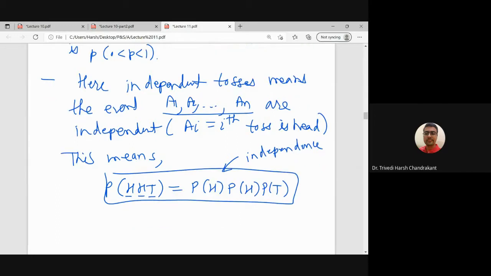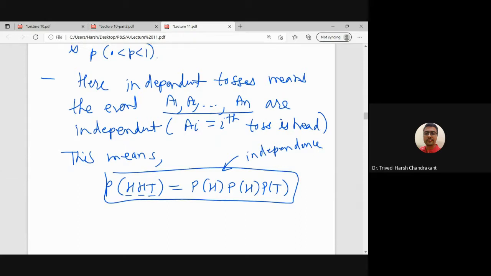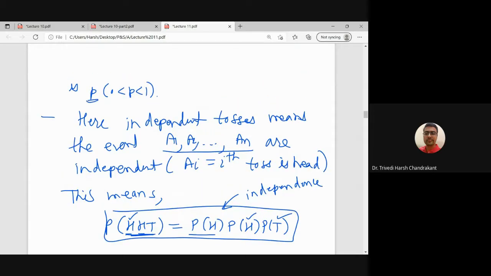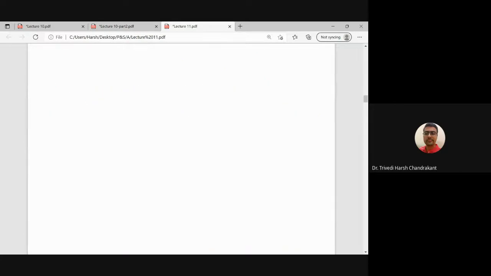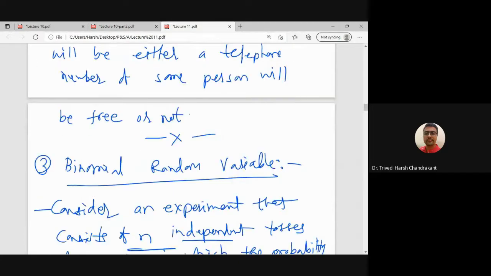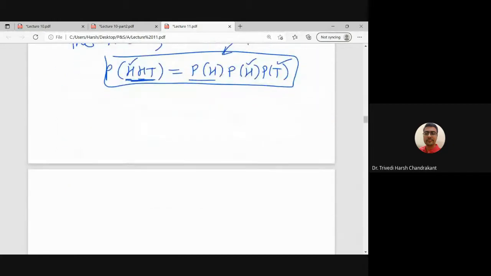So in this experiment, we say it is independent. That means whenever we have 3 outcomes, HHT, the probability of this combined event is the multiplication of the probability of the first outcome, second outcome, and third outcome. And then we know that the probability of H is P. That means the probability of T is 1 minus P, right? Using the Bernoulli model. So therefore, what will be the probability of HHT? The probability of HHT is P into P, so that is P square into 1 minus P.